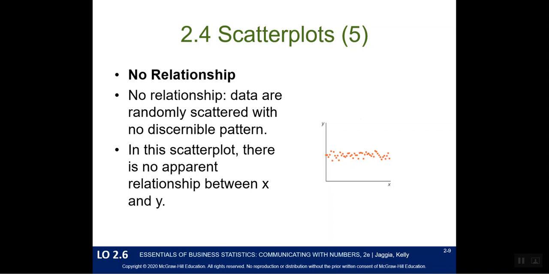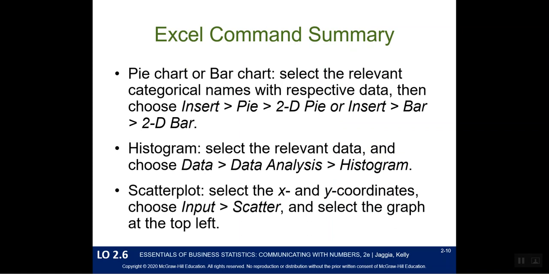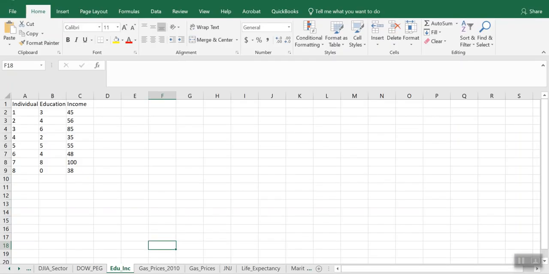So we're going to skip over now and look at our Excel data. I'm back in the Chapter 2 workbook, and I am in the edu_inc spreadsheet. This is the education and income spreadsheet. This is that same data that we were looking at before, looking at years of higher education and what their income is. In this case, we have a sample size of 8, which we'll talk more about sample size in a later chapter. And we can see individual 1 has 3 years of education and income of $45,000, and so on and so forth.